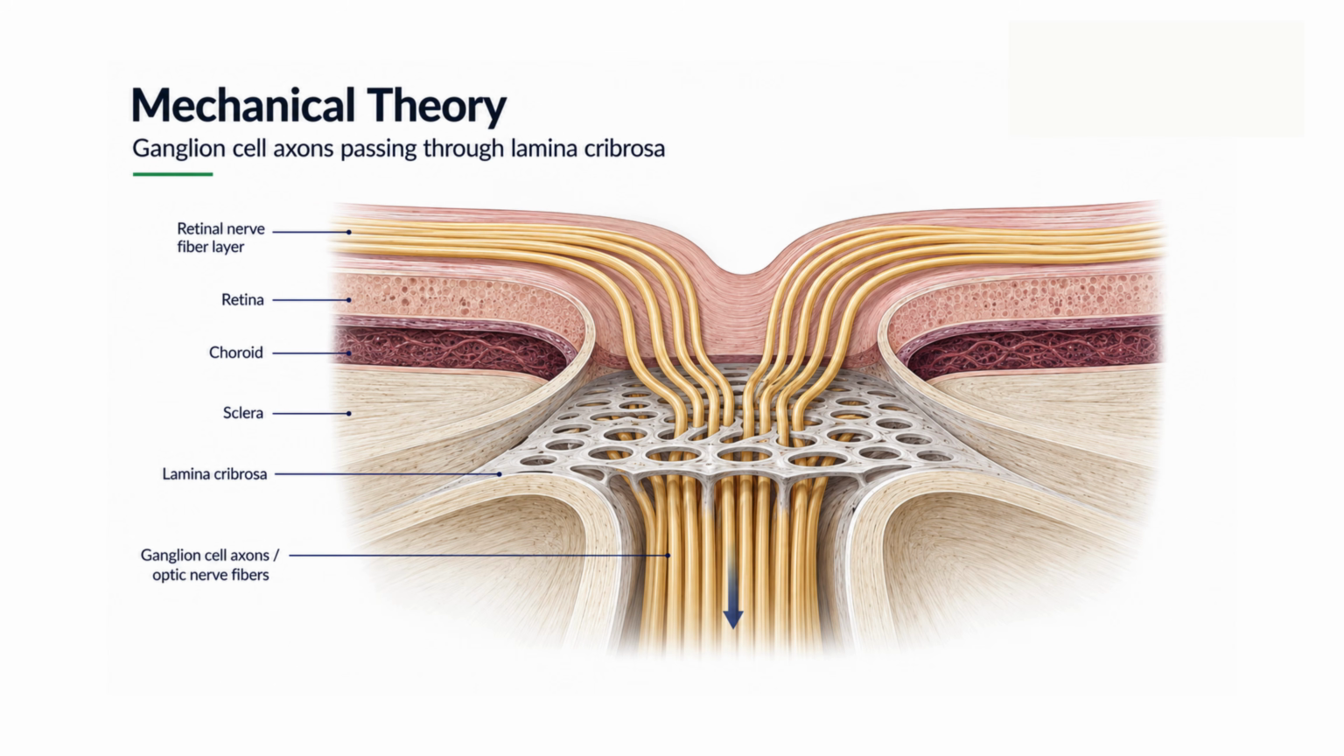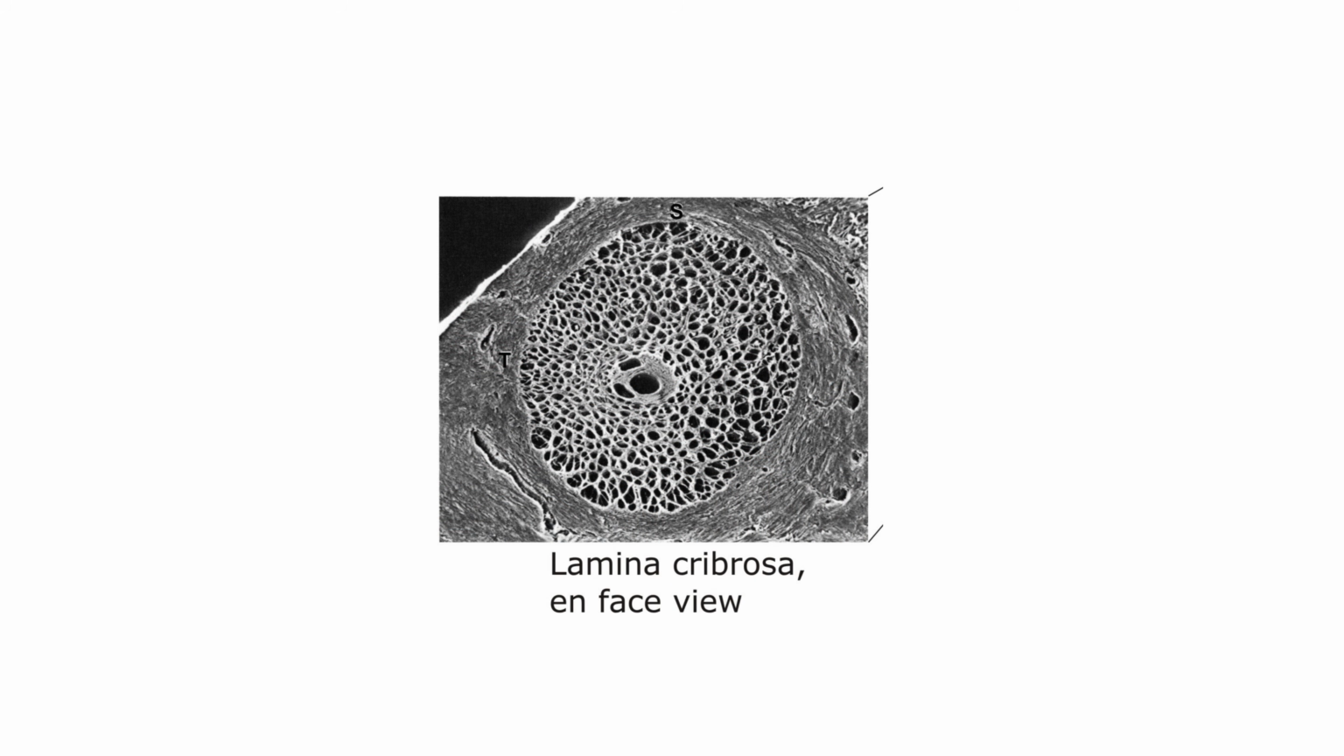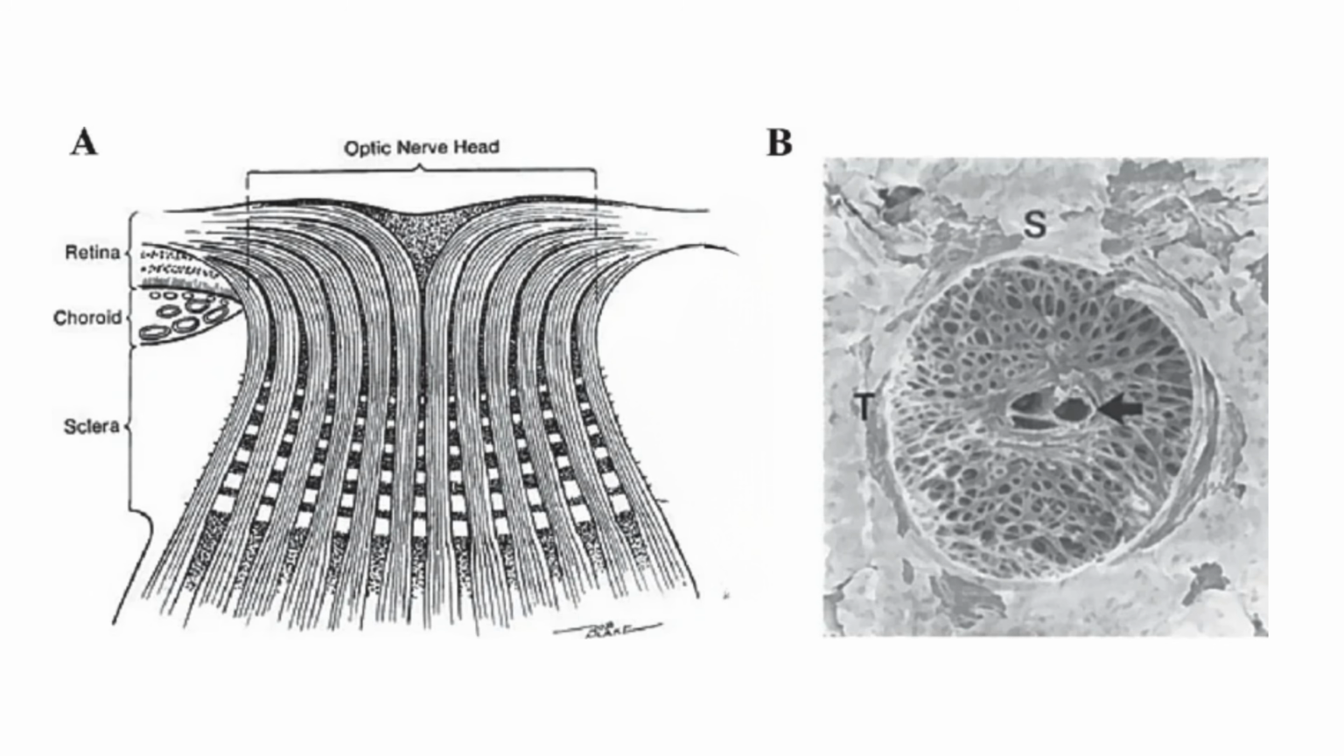The axons of the retinal ganglion cells travel across the retina in the retinal nerve fiber layer and leave the eye through the optic nerve head. At the optic nerve head, these axons pass through a sieve-like connective tissue structure called the lamina cribrosa. The lamina cribrosa is important because it is the point at which the delicate retinal ganglion cell axons pass from the eye into the optic nerve.